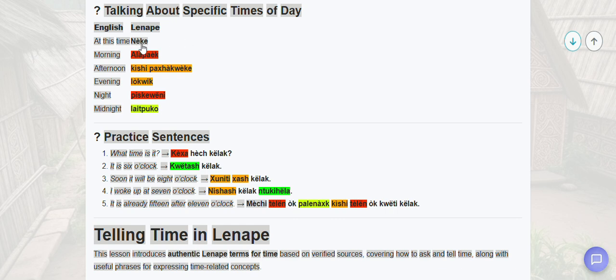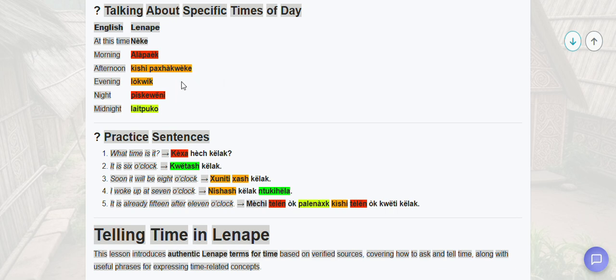So neke at this time, and then in the morning you have alapaek, and that's not the only word for morning. I believe alpan is another word for morning you can use. And then afternoon is literally translated afternoon. So pachhakweke or pachhakwe means noon, like 12 o'clock p.m. Pachhakwe is noon, and then kishi pachhakweke, afternoon.